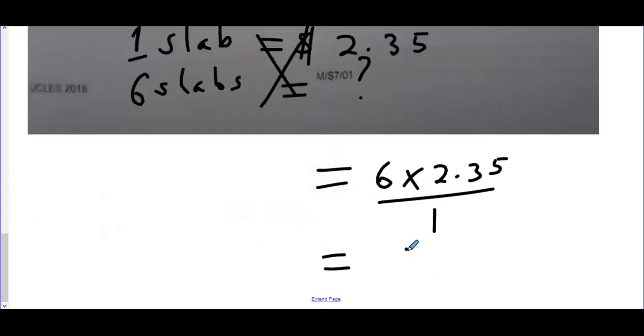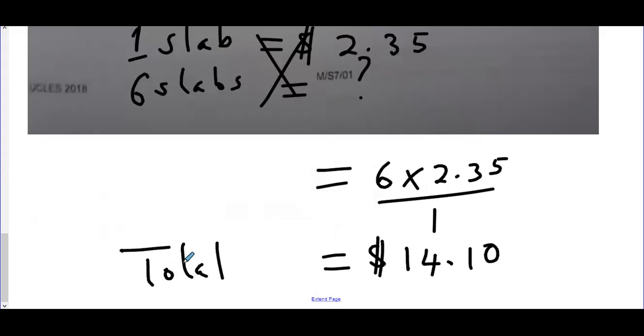So we have $14.10. This will be the total cost, meaning that the total cost will be $14.10. Okay, that is what it means.